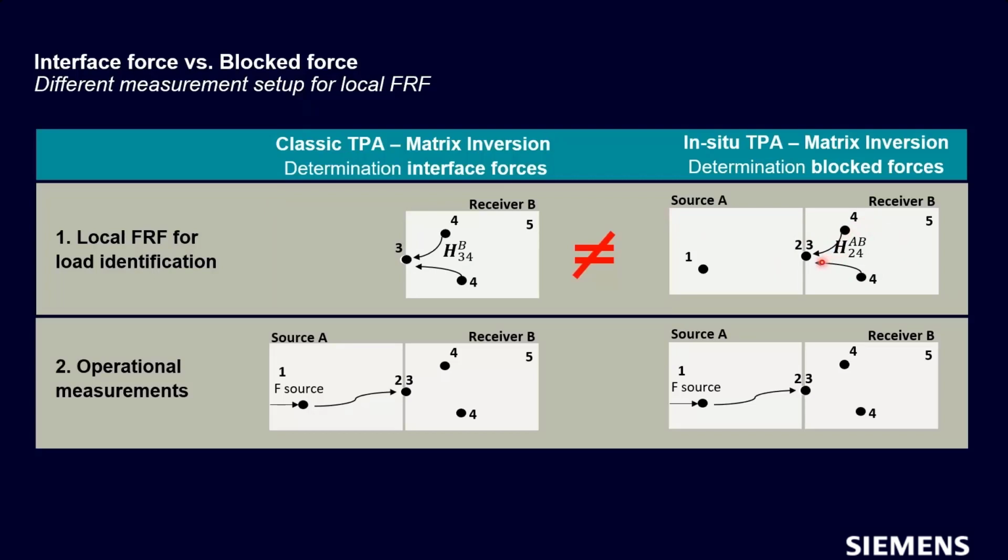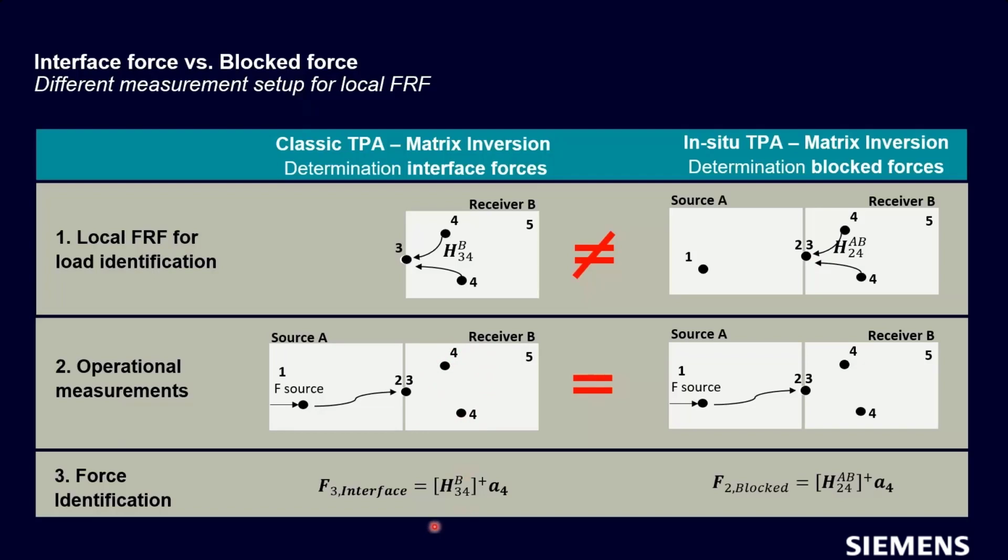We just run the source in the typical operational conditions. We measure the accelerations of the accelerometers on the receiver. The force identification calculation is the same, but we use different FRFs, and because of that we get different results. For classical TPA, we get the interface forces, the actual forces in these connections, whereas for in-situ TPA, we get the blocked forces as if this source would be clamped in these positions. So the results have to be interpreted quite differently.